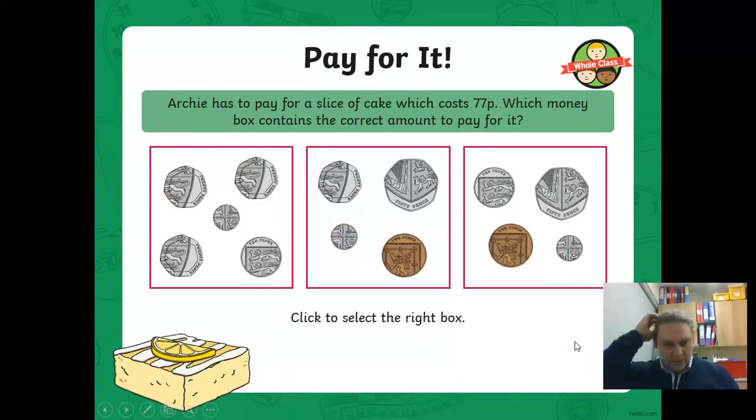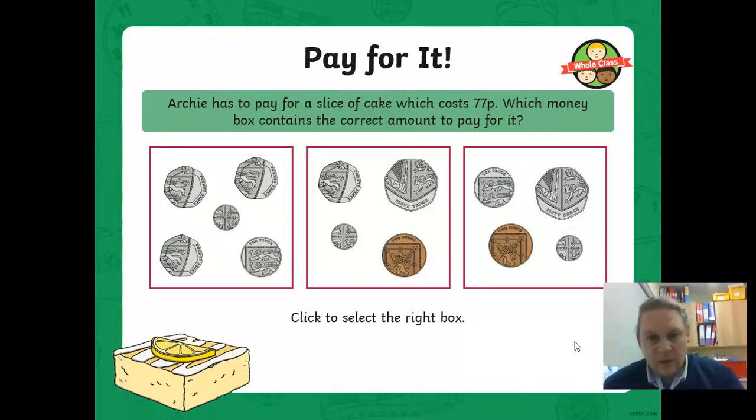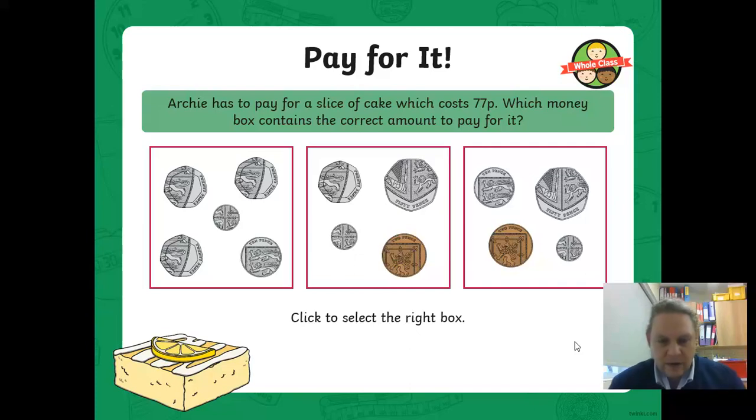Okay, have a look at this next one. Archie has to pay for a slice of cake which costs 77p. Which money box contains the correct amount of money to pay for it? Right, 77p is what we need. Okay, let's try this first one. These are all 20 pence, so we're counting by 20s. 20, 40, 60, and then a 10 pence, that'd be 70, 75. Okay, it's not enough in that money box. Okay, 50, 60, 70, 75, 76. Okay, 76p in that one.